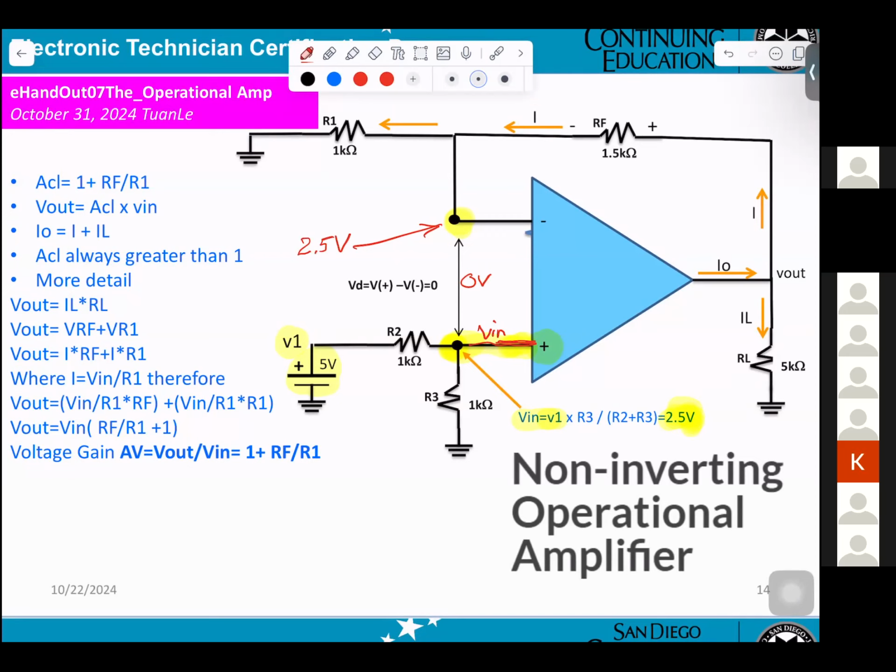Right? The thing is they get a 0 volt difference. So V in is 2.5, so at the negative input of the op-amp it is also 2.5. And if you get 2.5 up there, right here, also 2.5. Correct? Correct. The thing is, it's just a wire connected.